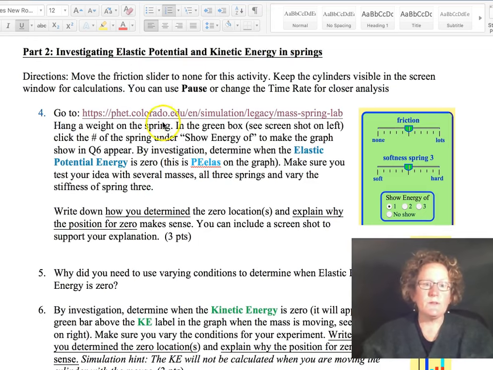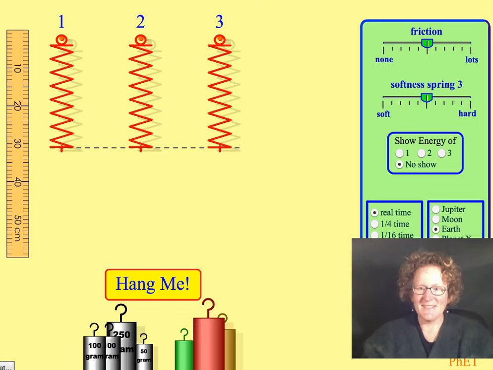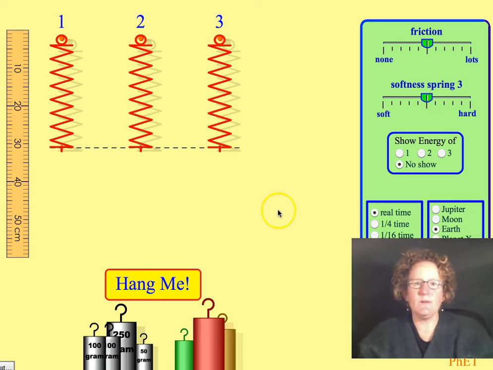The first thing you want to go to is the simulation for masses and springs. When the simulation first pops up, there'll be a yellow play triangle in a window that looks like this. Just hit the play triangle and it should pop right up. Let's just do a little bit of a tour about the simulation.